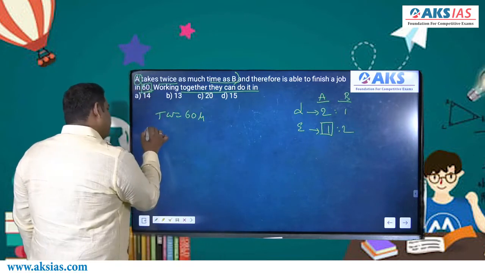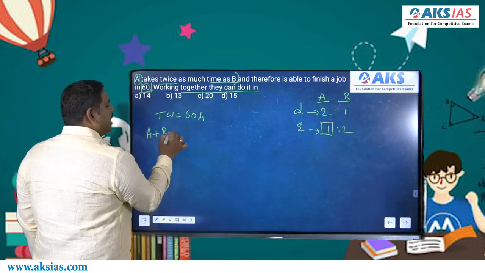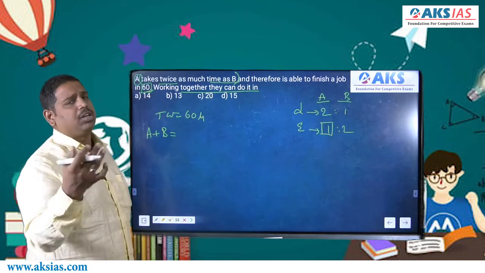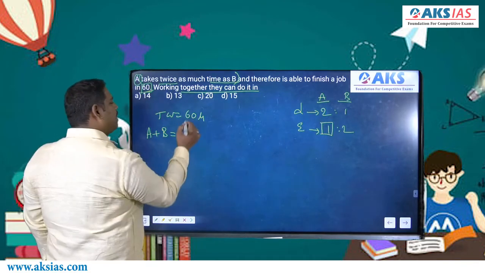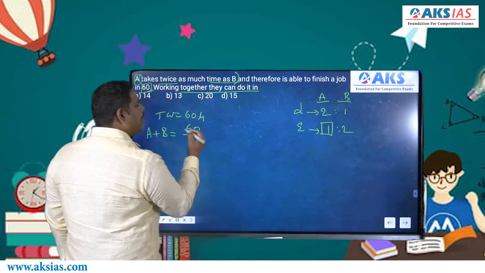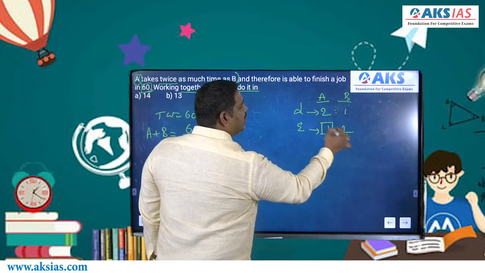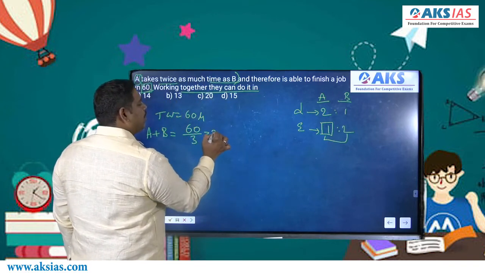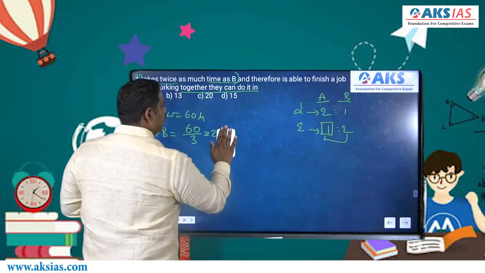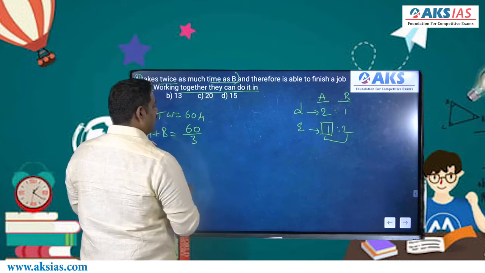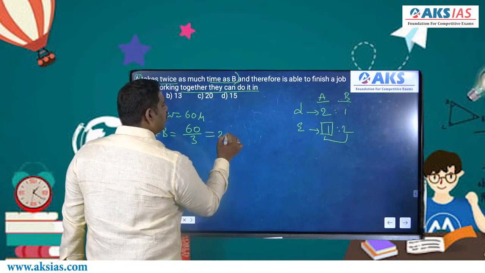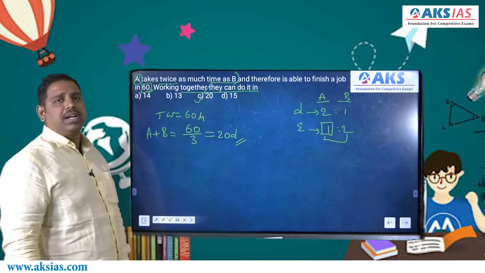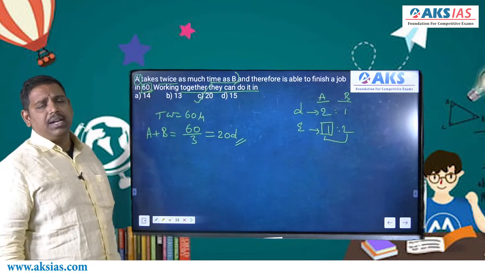Now what he is asking is, working together they can do it in how many days? A and B together, right? The work they have to complete is 60, divided by the work they complete per day, which is 1 unit for A and 2 units for B, together 3 units. 60 by 3 is 20. So 20 days are required for both of them together to complete the job.